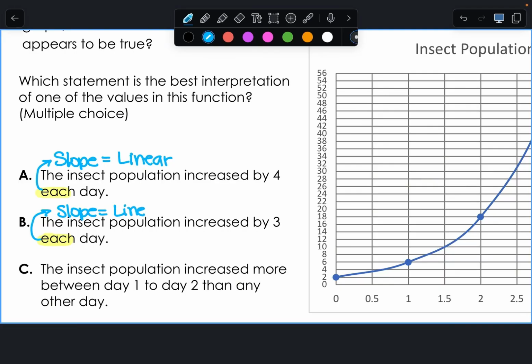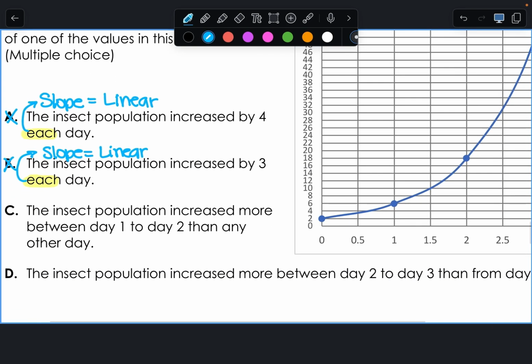But we don't end up with a straight line with exponentials because we're not adding. What are we doing? We're curving. Why does it curve? Because it multiplies, not adds. Very good. All right, so the insect population increased more between day 1 to day 2 than any other day.